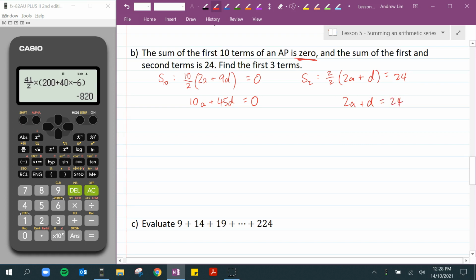And so, in order for me to work out the first 3 terms, well, I need to know what the first term is, and I need to know what the common difference is. So I'm going to solve these 2 equations simultaneously. I'm going to multiply this one by 5. So here's our statement 1, here's statement 2, and I'm going to multiply statement 2 by 5 to get statement 3, which I'm going to write underneath here. 2a times 5 is 10a. d times 5 is 5d. And 24 times 5 is 120.